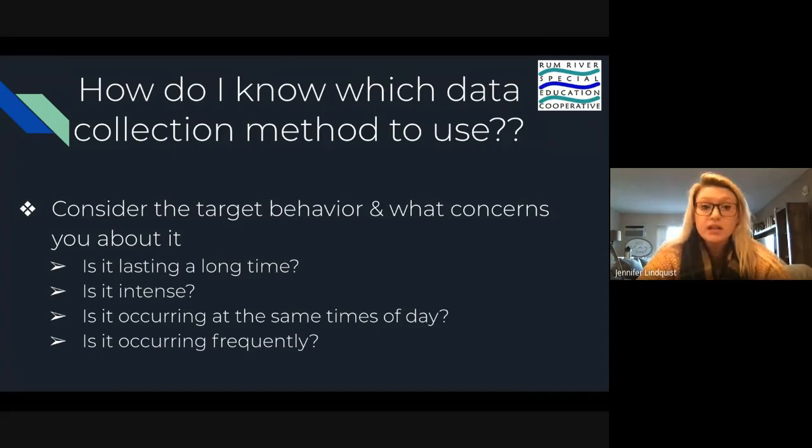If it's lasting a really long time, we might want to take duration data to help us see if that duration is going down if we start an intervention. If it's occurring really frequently, we might want to take frequency data or tally data to help us know if those number of occurrences go down after we implement an intervention.